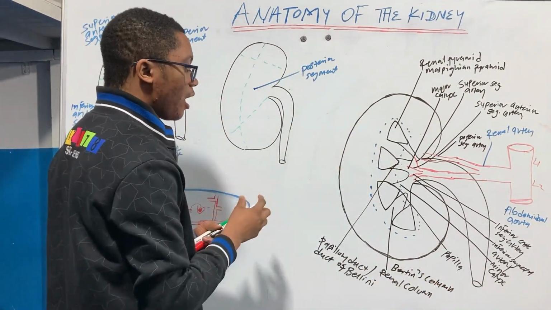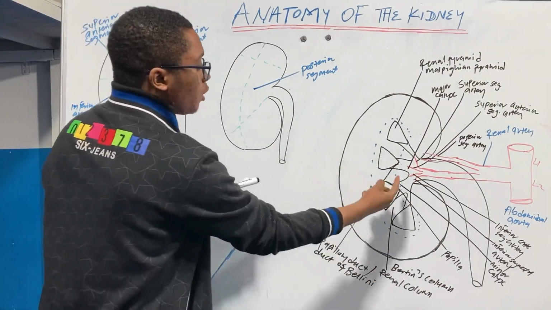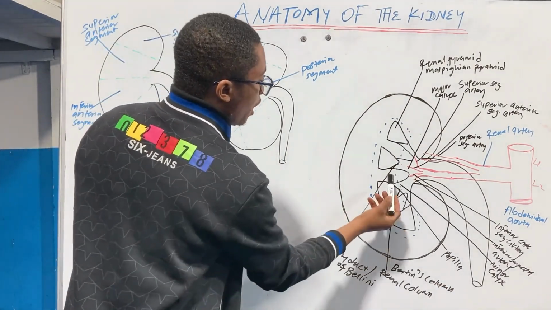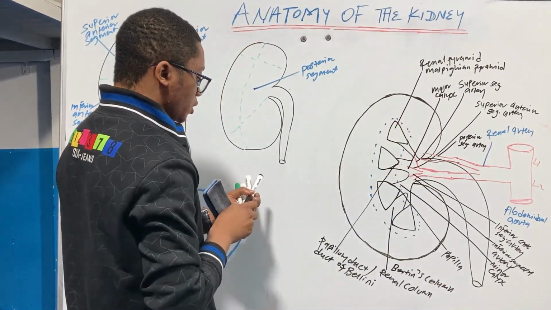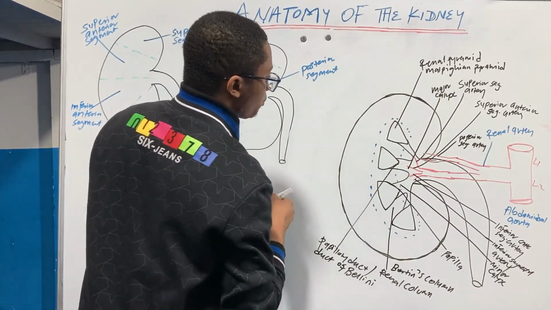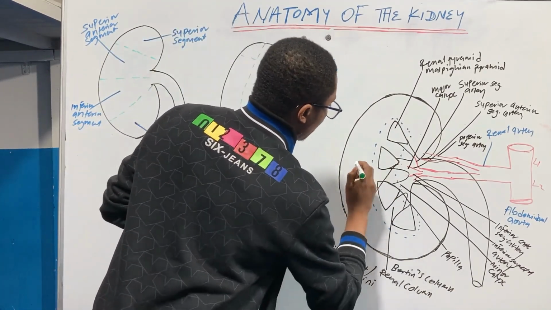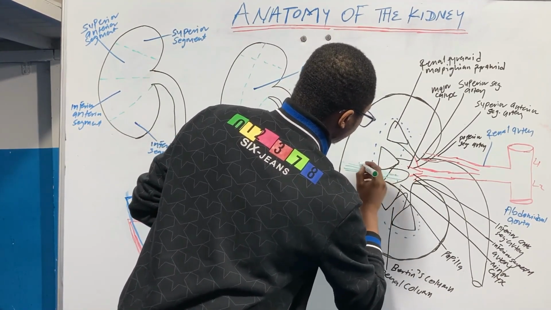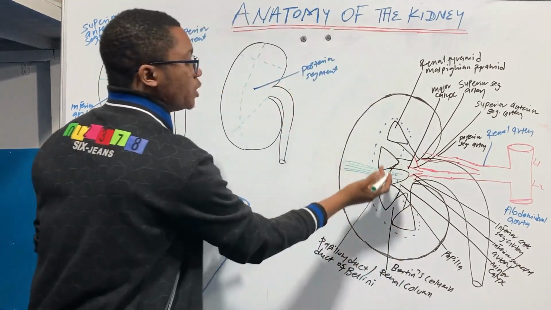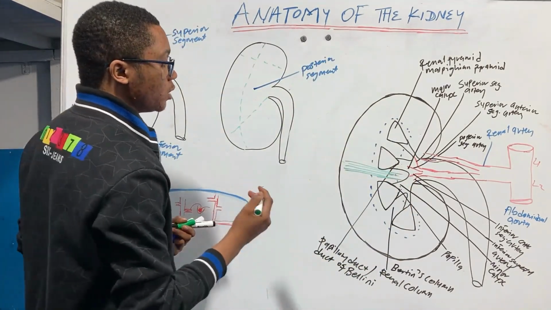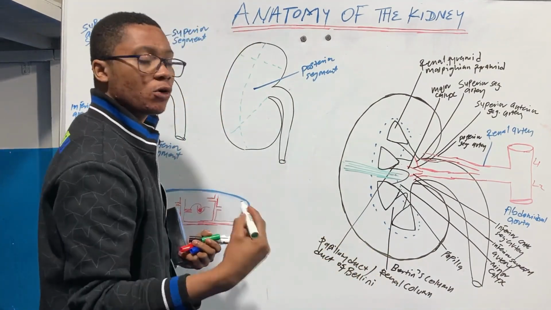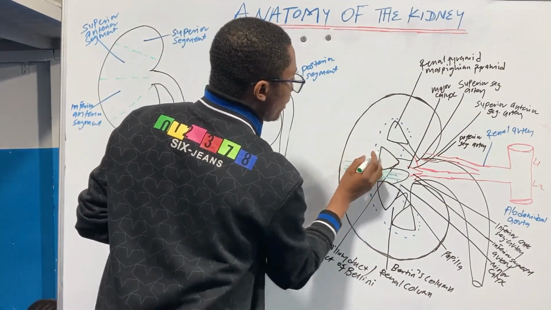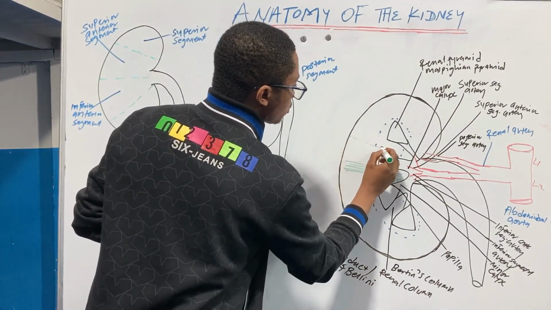The cortex has some projections. So these columns are just projections of the cortex. These spaces between them are just projections of the cortex. The projections between the renal pyramids are called the renal column or Bertin's column. Now, if you look closely, there are some projections from the base of the renal pyramid towards the cortex also.